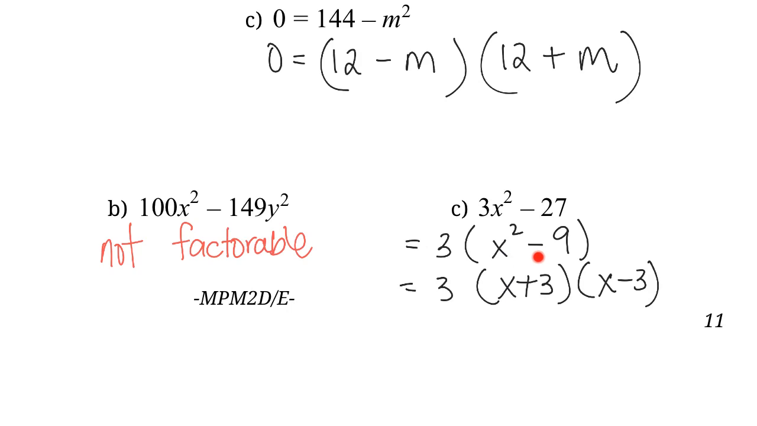x squared minus 9. This portion inside the bracket, x squared minus 9, is a difference of squares. Two terms separated by a subtraction sign. x is squared, 9 is a perfect square. You can take the square root of it. So if I were to perform the difference of squares, I would be left with x plus 3 and x minus 3.